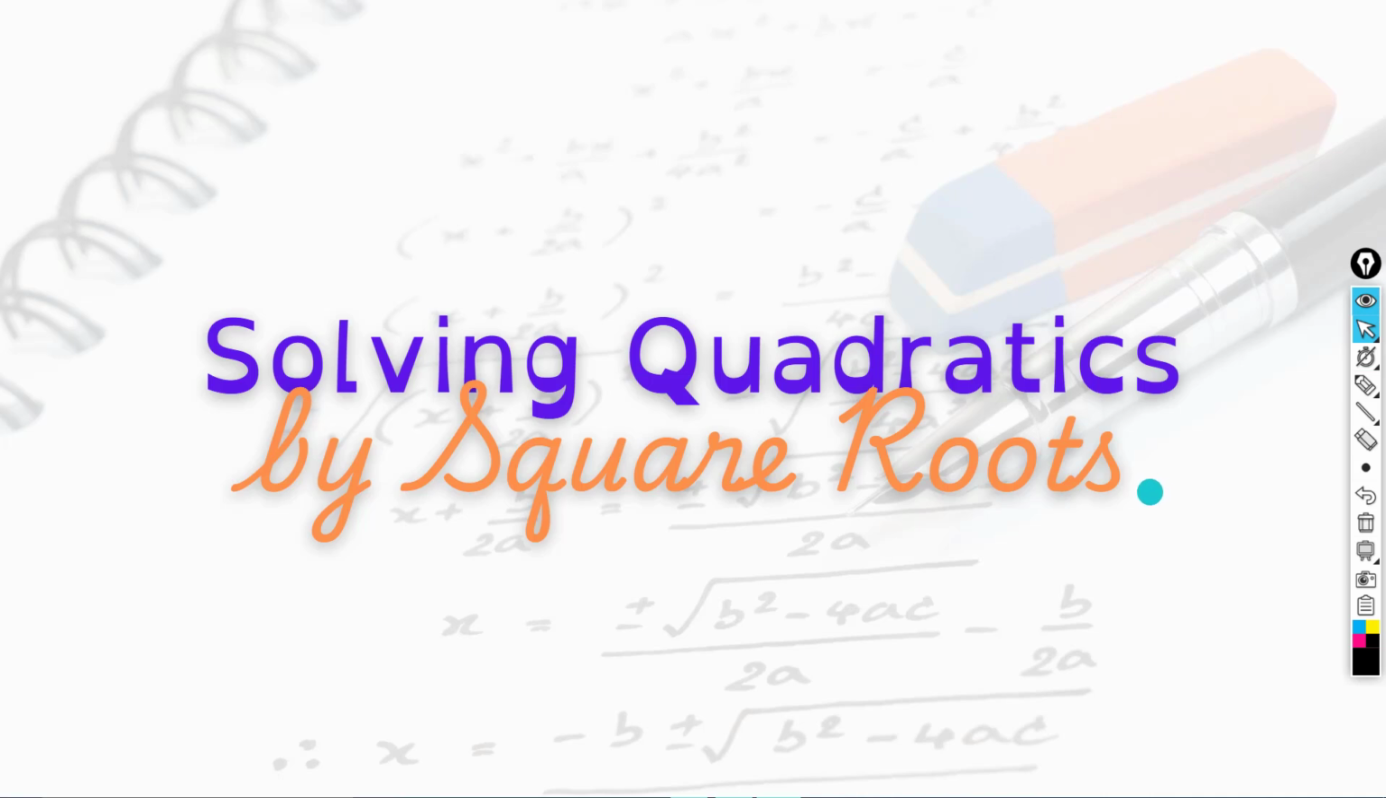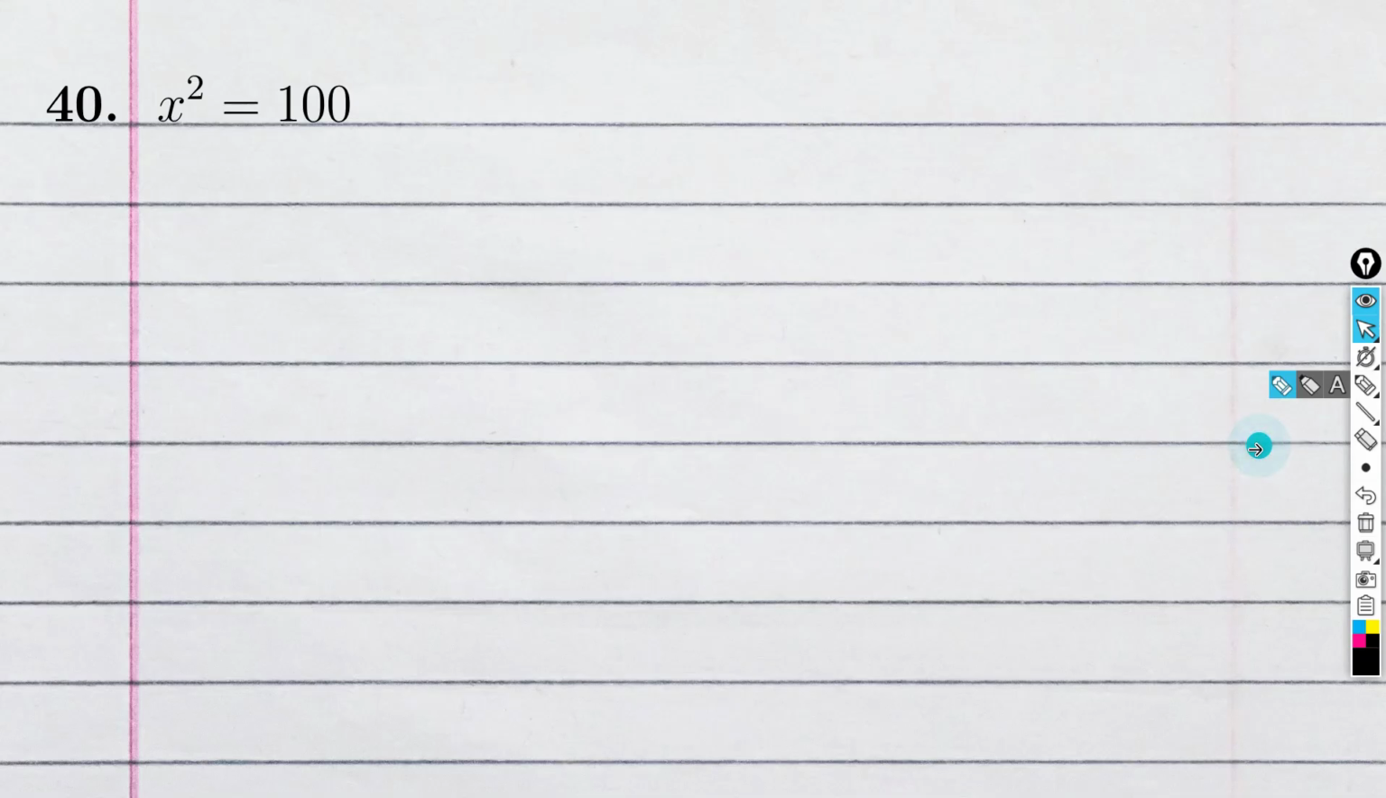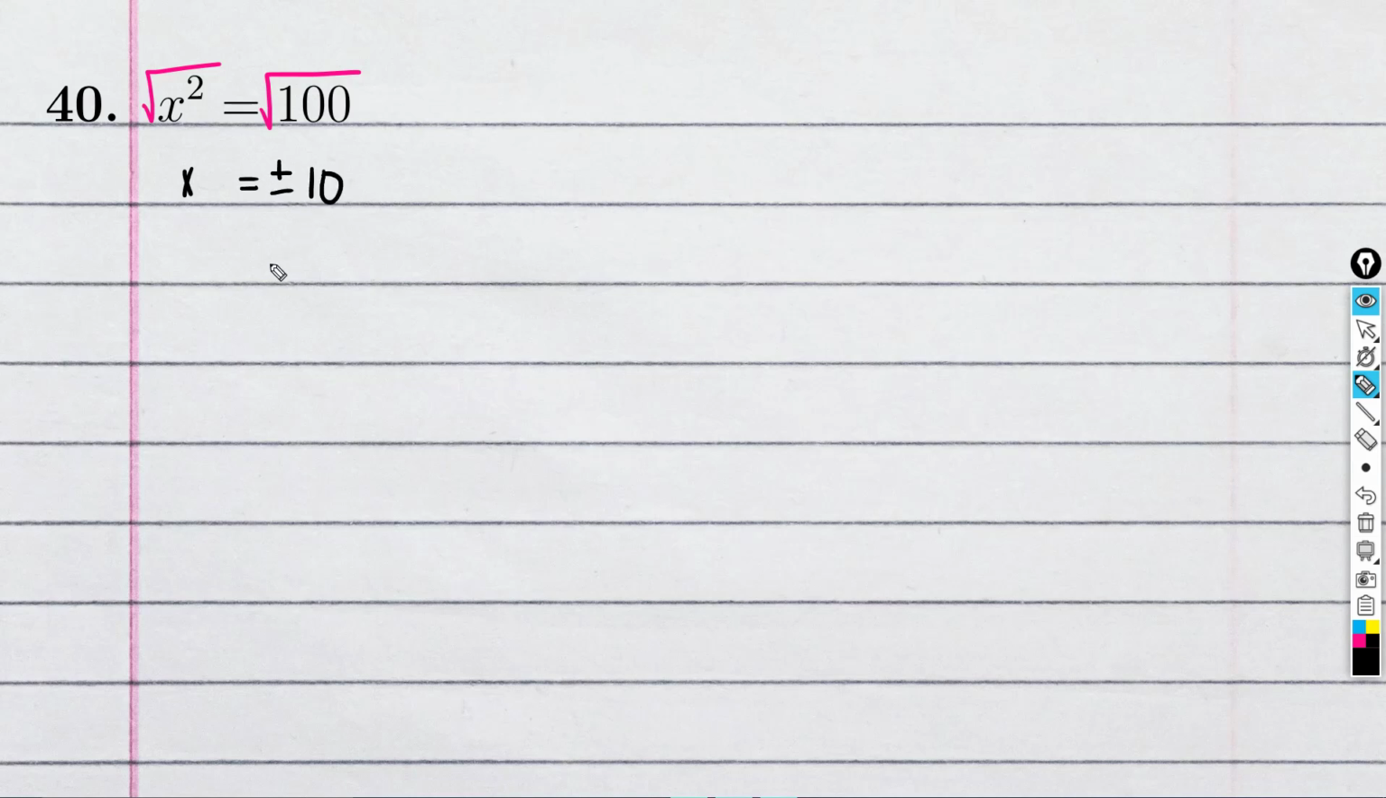So this last set, next set we're going to be doing by solving quadratics by square roots. Some of them are going to be straightforward, like this question here, where you just take the square root of both sides because we already have the square by itself. And so we have x is equal to plus or minus the square root of 100, which is 10. So my answer is x is equal to the solution set plus or minus 10.